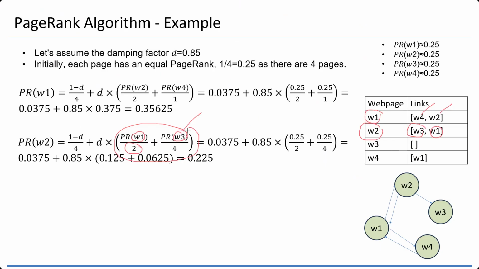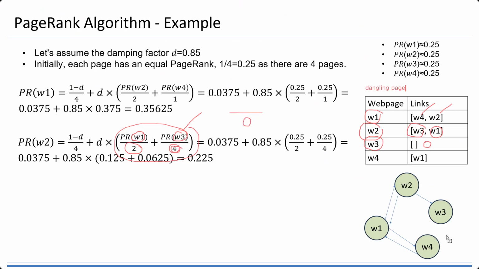For W3, how many outgoing links do we have? 0. So if this is divided by 0, what happens? Everything multiplied by 0 will be infinite. Then we want to avoid this 0. That's why we call this the dangling page.